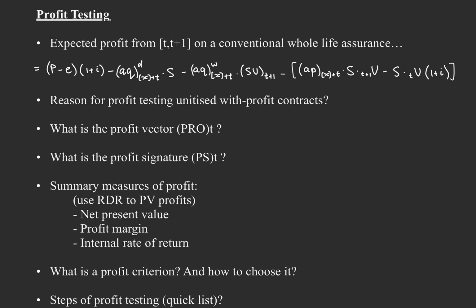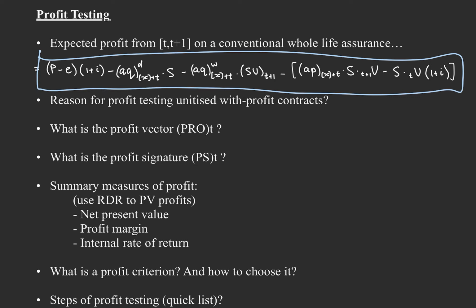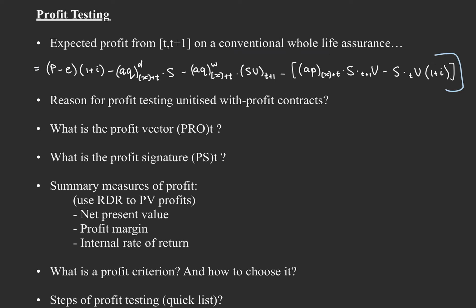So just to use a conventional whole life assurance as an example, this is what the expected profit from a particular year would look like. Okay, and I'm going to run through each entry in this long line here and try and show you what exactly is going on.